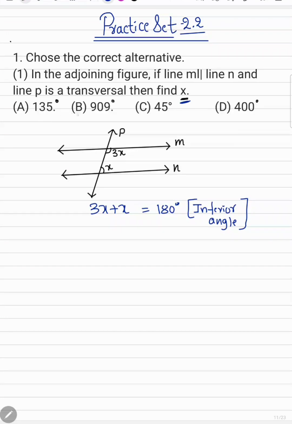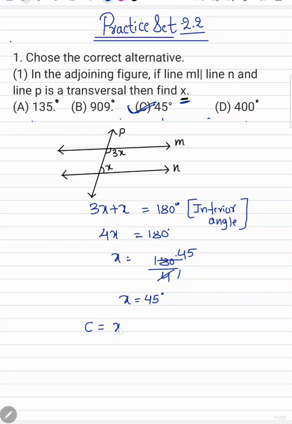Here there are 4 options, and we find the correct answer. So 3x plus x is 4x, it is 180 degrees. Then x is equal to 180 degrees upon 4. 4 1s are 4, 4 5s are 20, 180 degrees. So x is equal to how much? It is 45 degrees. So where is it 45 degrees? C. The correct answer is C, x is equal to 45 degrees. We found the correct answer for the first one.